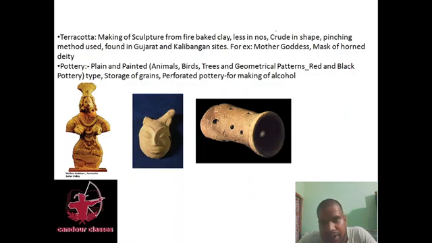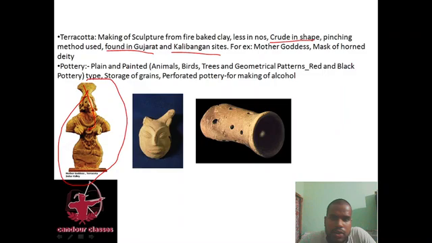Whatever is created from baked clay, after creating that, we need to show it to fire in order to dry it up. Then these are less in numbers and crude in size. Pinching method used, yes, pinching method you can find here. Found in Gujarat and Kalibanga sites, for example Mother Goddess. This is Mother Goddess. Mask of horned deity. This is the mask of horned deity.